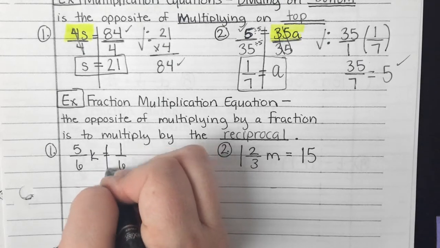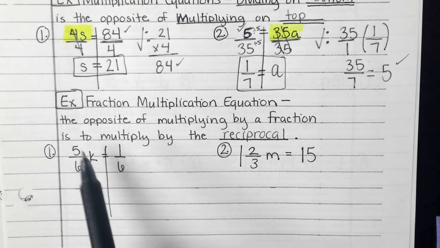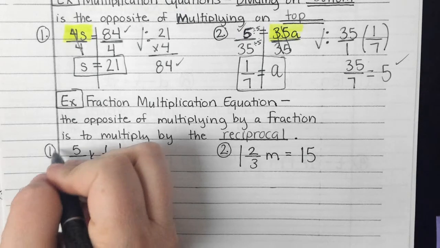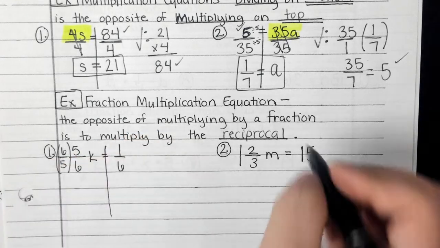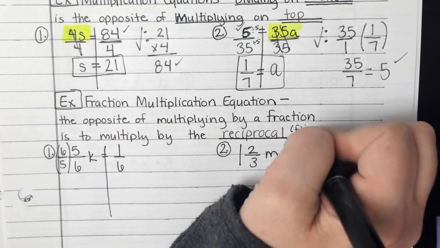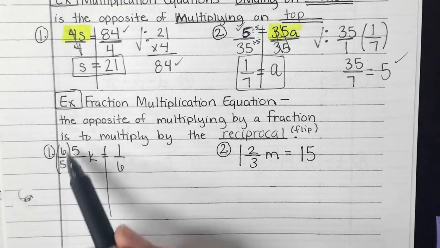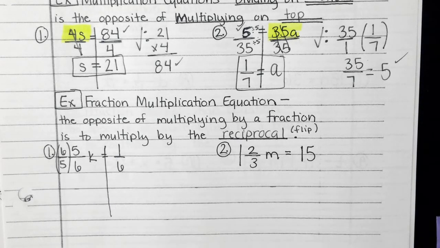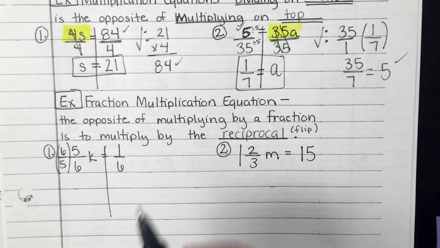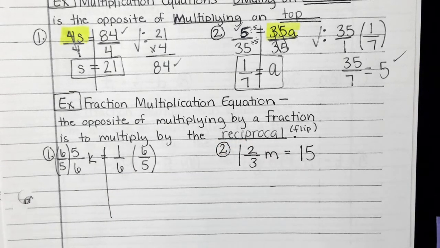So, again, let's draw our line. Right now I have 5/6 times k. The opposite of multiplying by 5/6 is going to be to multiply by what? 6 over 5. Because remember, the reciprocal just means to flip it. And you might want to write that in, that the reciprocal means to flip it. Are there any questions on where I got 6 over 5 from? Yeah, whatever's next to the letter, I just flip it. And if I do it on one side, I have to do it on the other. So I'm going to write 6 over 5 here as well, using that same number. Okay.